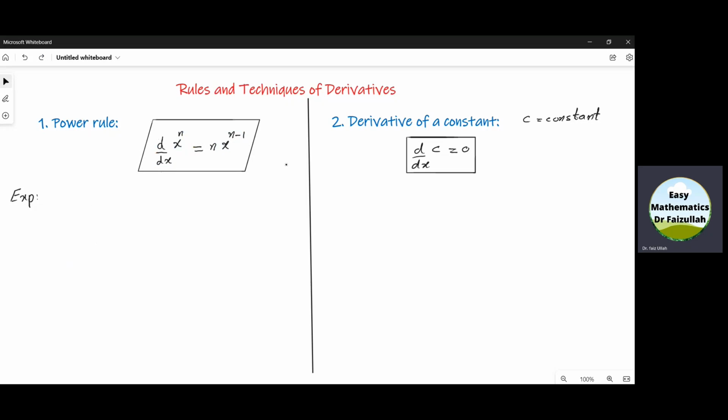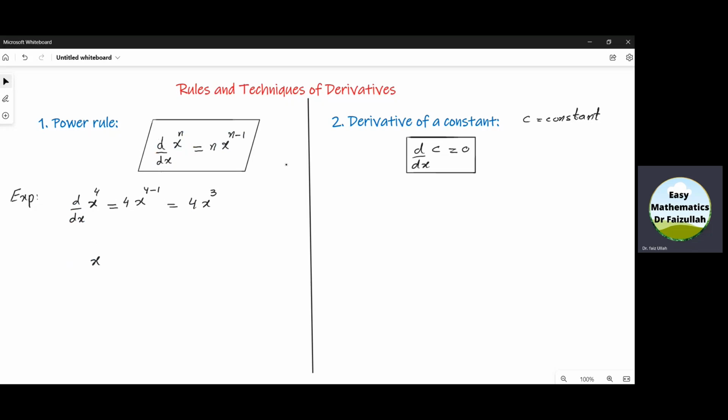Let us explain it by an example. We have a function x power 4, and let us differentiate it by using the power rule. According to that rule, we shall bring the power, which is 4, to the beginning, and then we shall subtract 1 from the power. So we get 4x power 4 minus 1. Now just simplify this and we get the solution: 4x power 3.